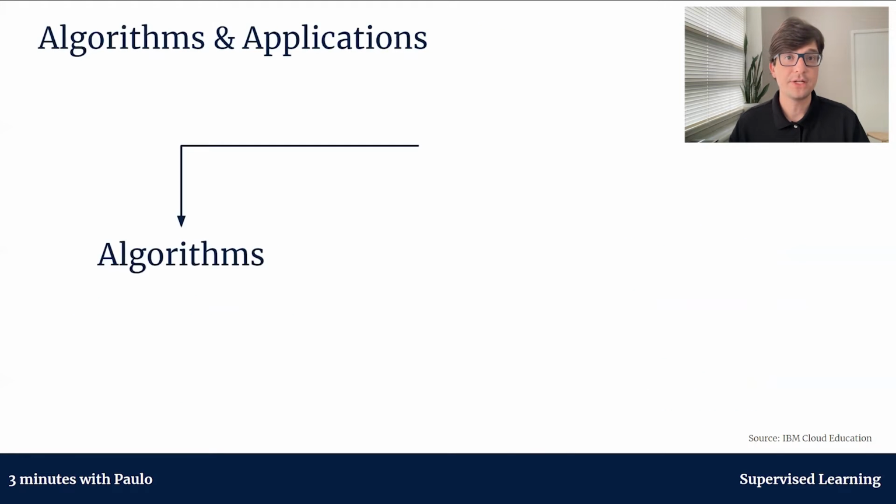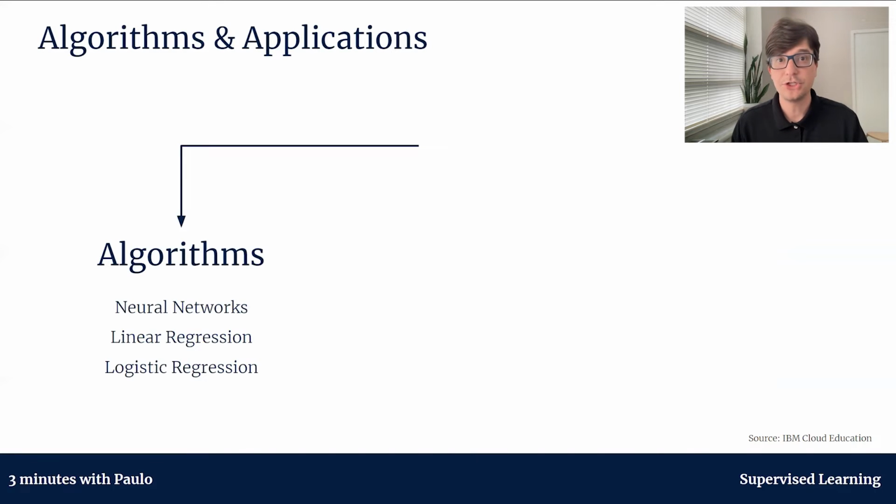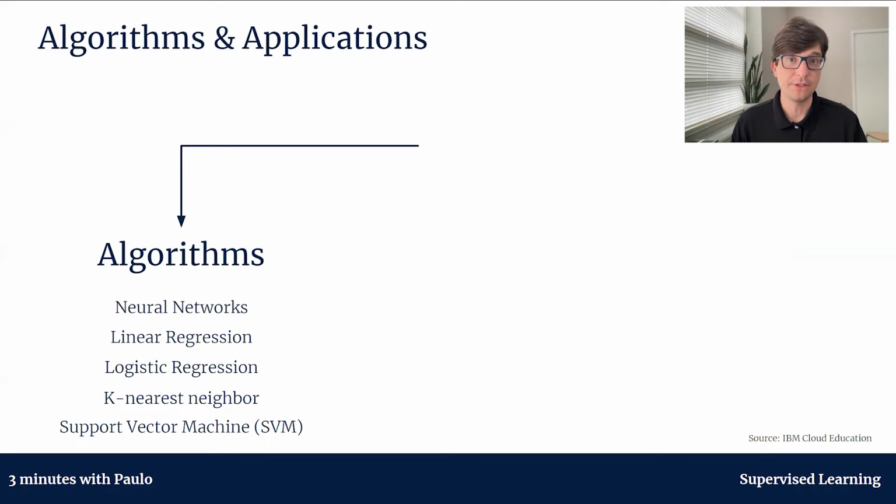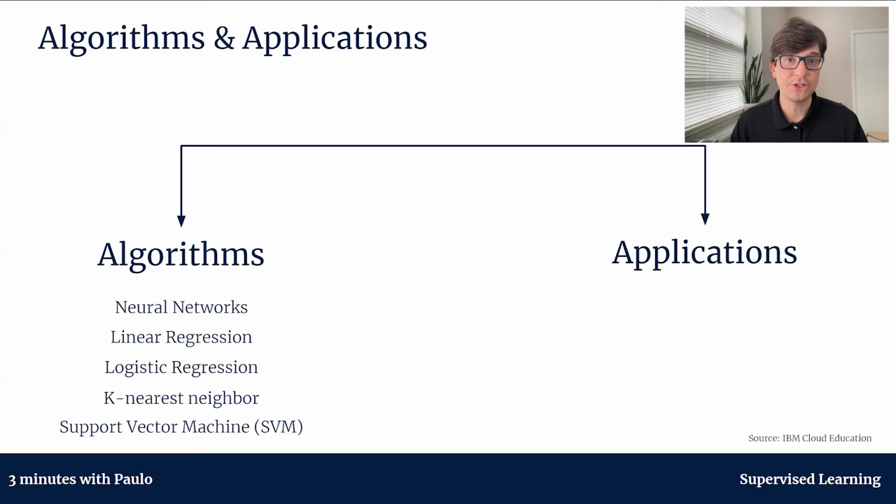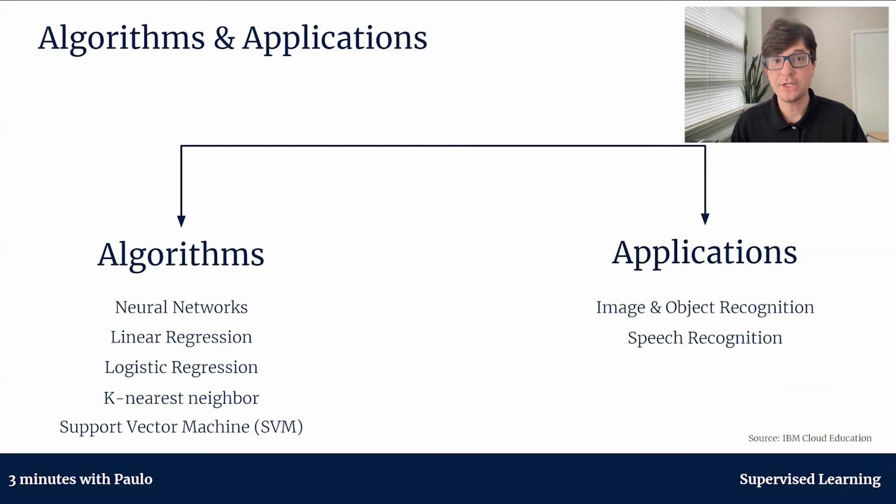Various algorithms and computation techniques are used in supervised machine learning processes. Some of the most commonly used learning methods are neural networks, linear regression, logistic regression, k-nearest neighbor, and support vector machine. Also, supervised learning models can be used to build and advance a number of applications, including image and object recognition, speech recognition, and customer sentiment analysis.